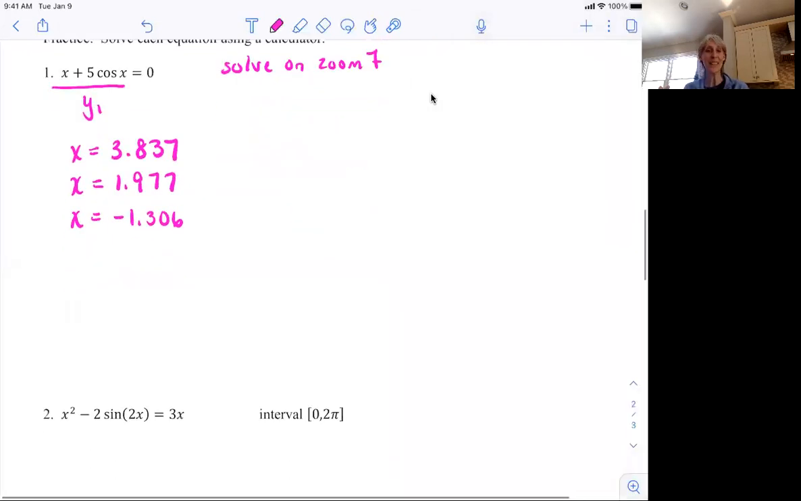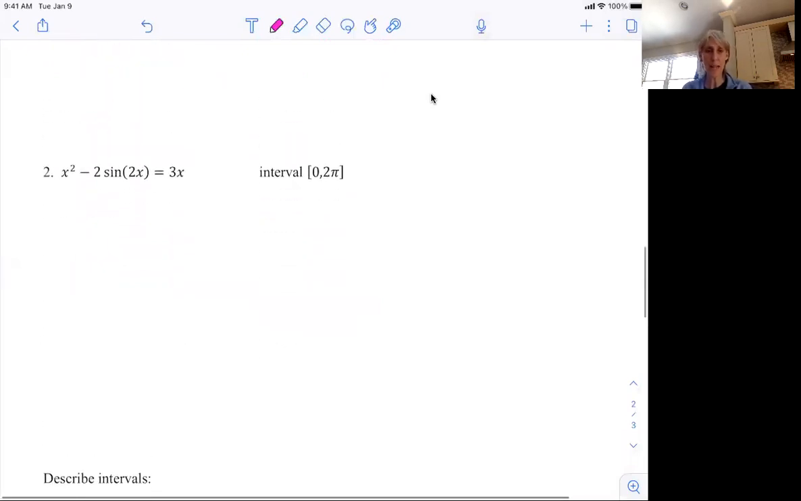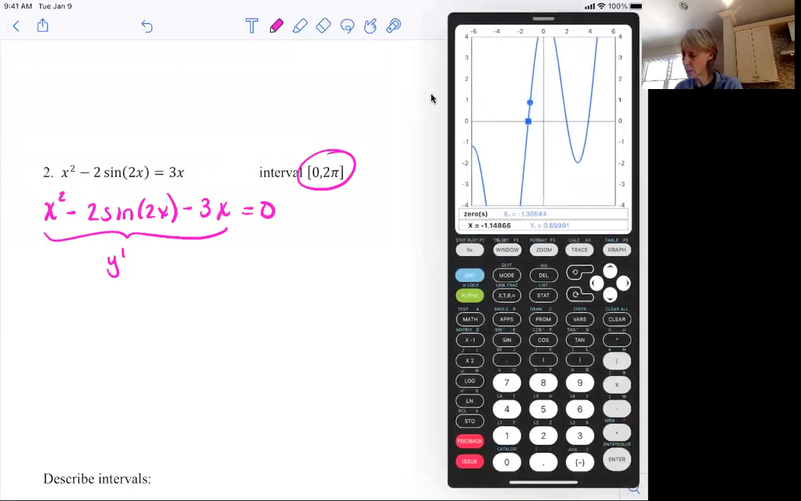And that's really it. We know in calculus, there's going to be times that we solely rely on the calculator, and sometimes we have to do algebra. So you'd have to know the difference between which method to use. In example 2, I have x squared minus 2 sine 2x equals 3x. So I'm going to get everything to one side, set it equal to 0, and solve it on the interval 0 to 2 pi. So remember, this is your y1, and then you're going to use your second trace feature.